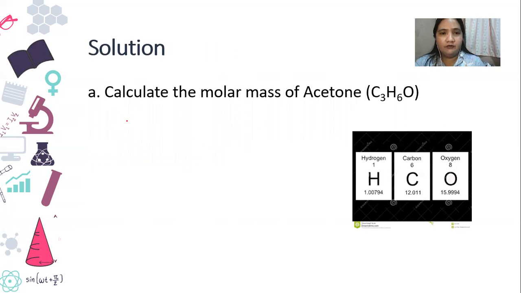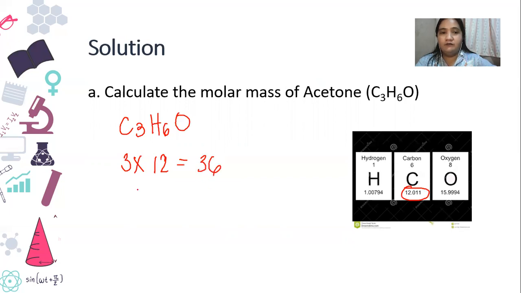So it's C3H6O. A while ago, I said to just rely on the nearest whole number. So we have 3 carbons. So 3 times, what's the atomic mass of carbon? It's 12. So, sorry, that's 36. And then we have 6 hydrogens. So hydrogen is 1. So that's 6.